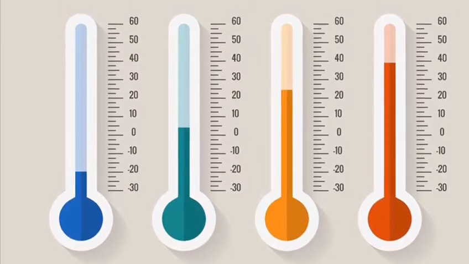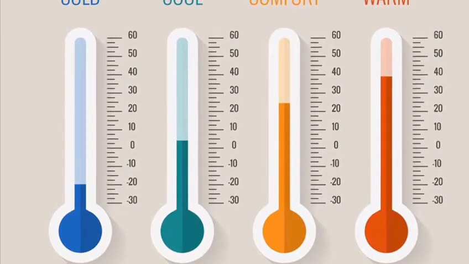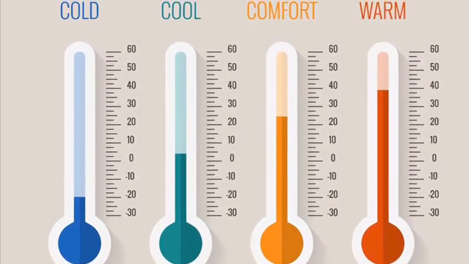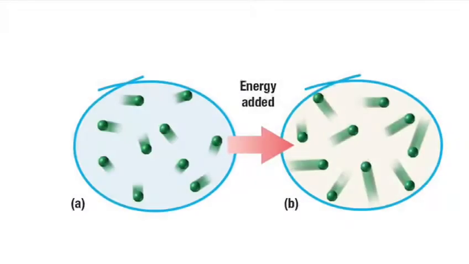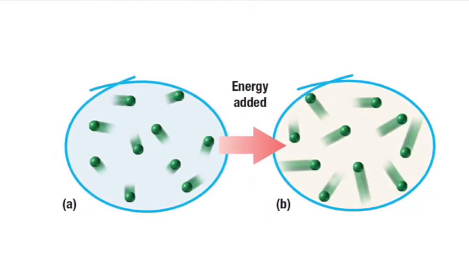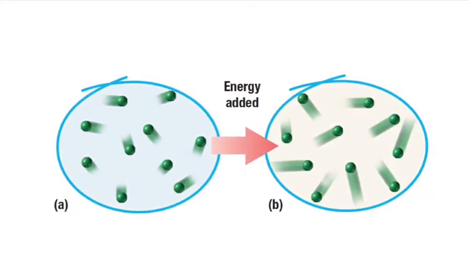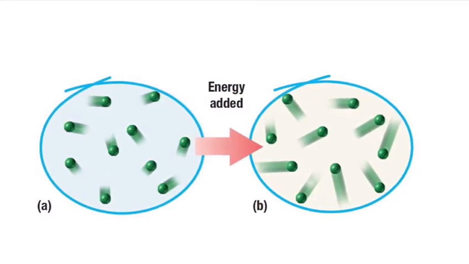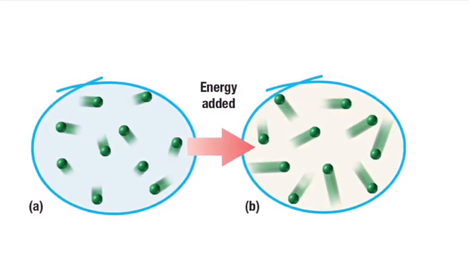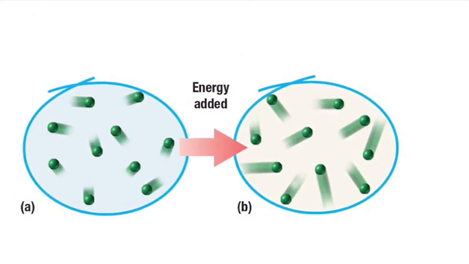Temperature is a measure of the average kinetic energy of the particles in any object or substance. If temperature decreases, the kinetic energy of these particles also decreases, causing any object or substance to turn cold. But if temperature increases, the kinetic energy of these particles also increases, causing any object or substance to turn hot.